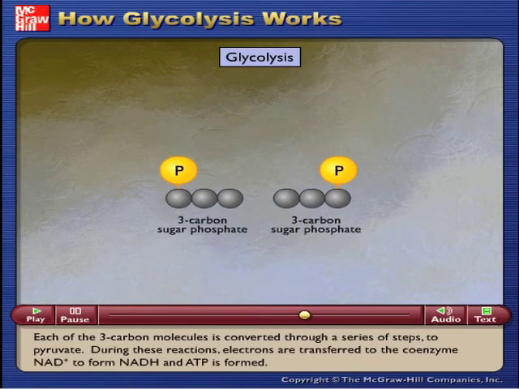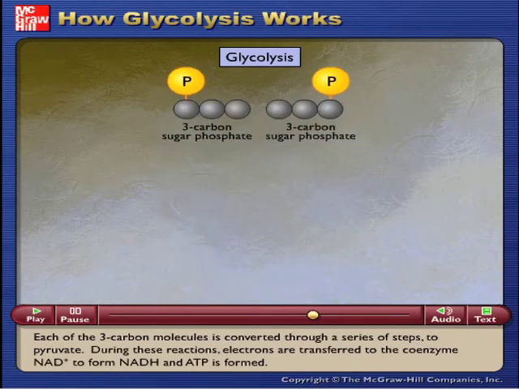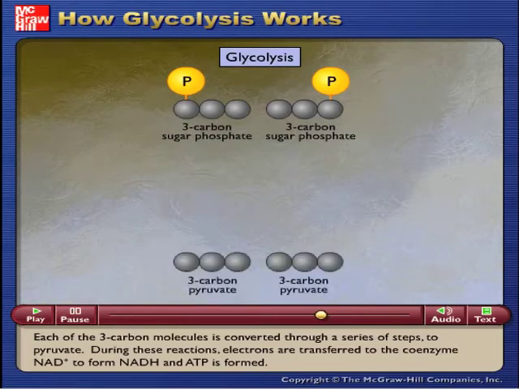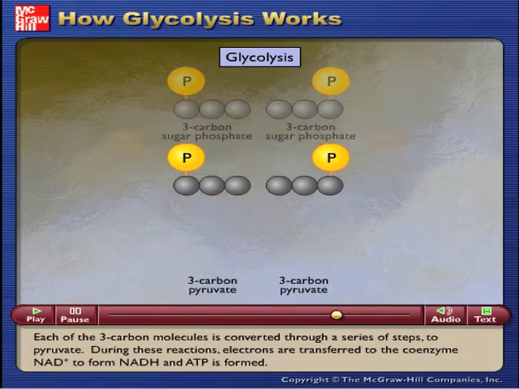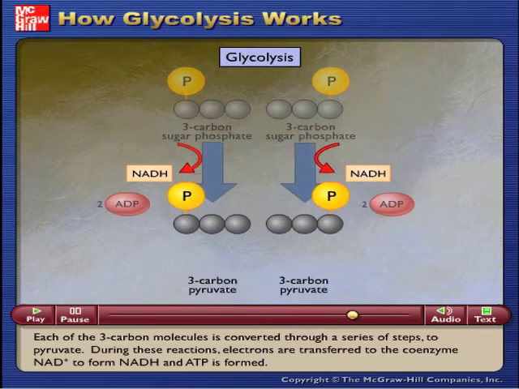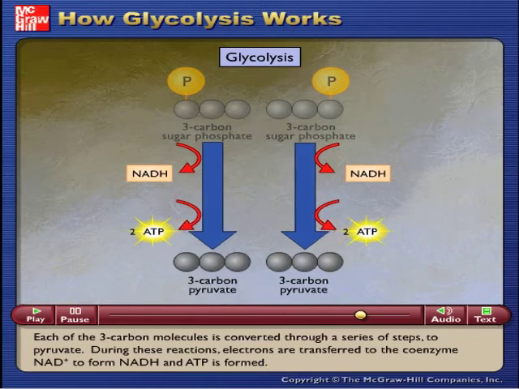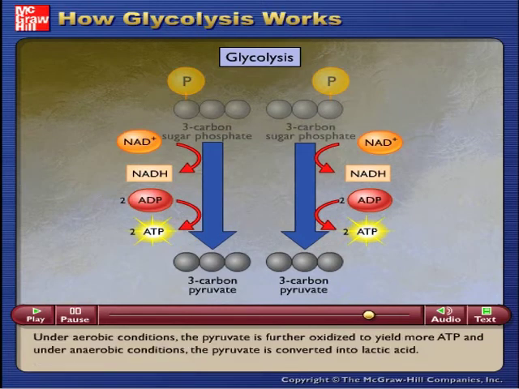Each of the 3 carbon molecules is converted through a series of steps to pyruvate. During these reactions, electrons are transferred to the coenzyme NAD+ to form NADH, and ATP is formed. Under aerobic conditions, the pyruvate is further oxidized to yield more ATP, and under anaerobic conditions, the pyruvate is converted into lactic acid.